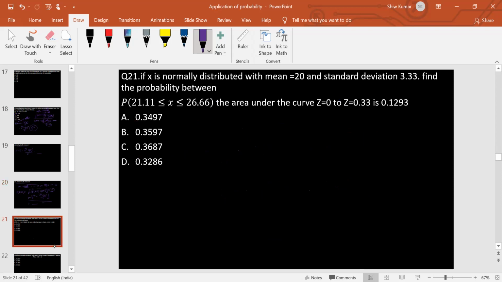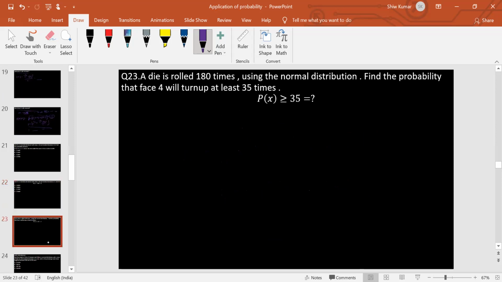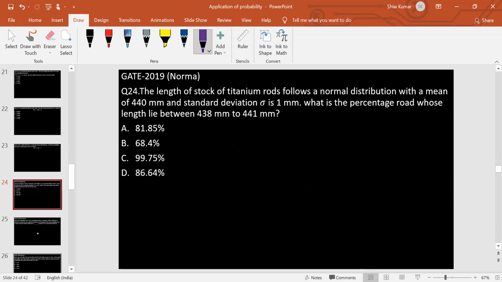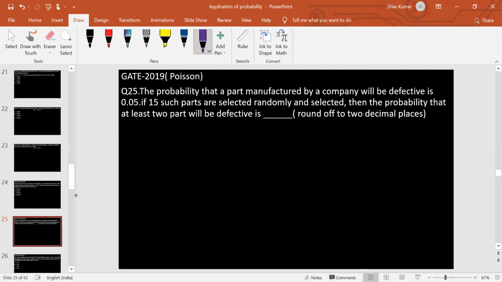There is one more question that is based on the Poisson distribution. We'll check it here. Look at this question. The probability that a part manufactured by a company will be defective is 0.05. Whenever a part is defective, that probability is called the probability of success, and the probability of success is represented by p, and that is given as 0.05.